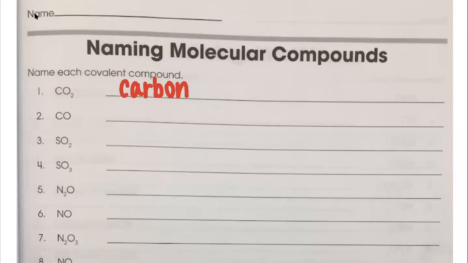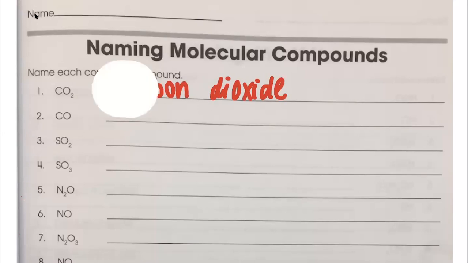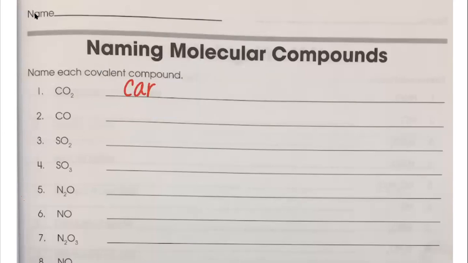There's a 2 with the oxygen. So I write out di, and then I write out oxide, because that second element has to end in that IDE. So the answer for this, and I'll rewrite it, sorry, my pen was a little bit large. That becomes carbon dioxide.